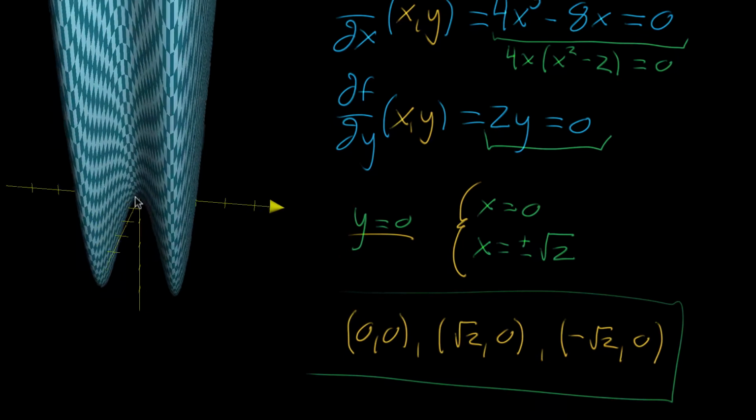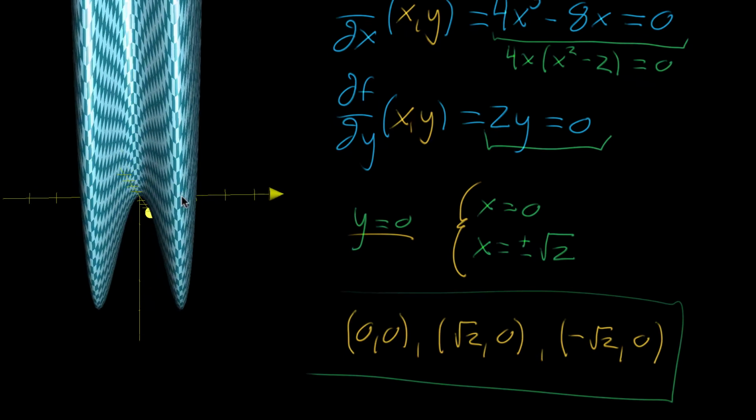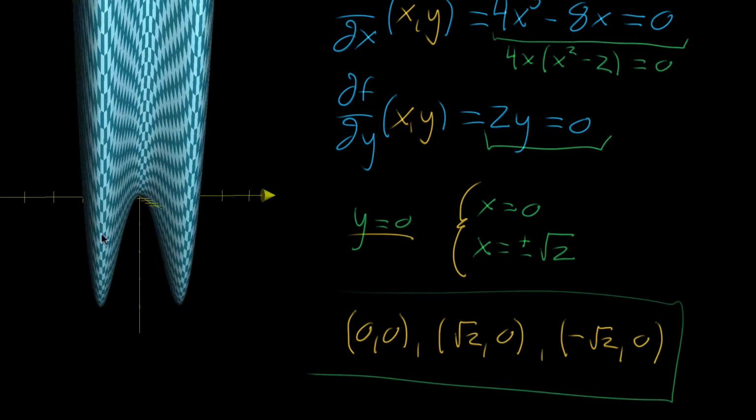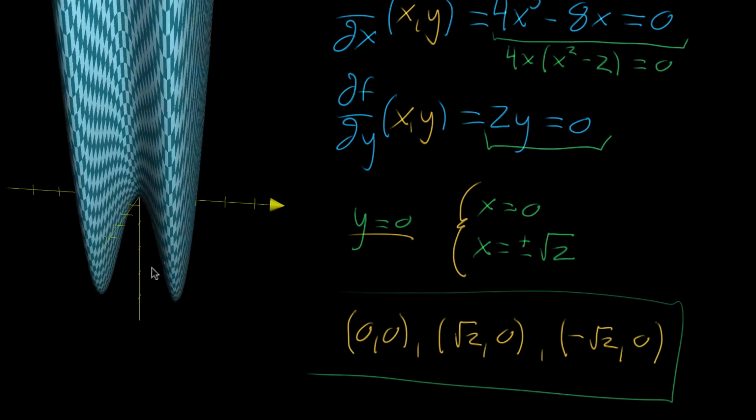And then the other two, where we move along the x-axis, it turns out that this point here is directly below x equals positive square root of 2, and this other minimum is directly below x equals negative square root of 2. I wouldn't have been able to guess that just looking at the graph, but we just figured it out. And we can see visually that both of those are local minima.